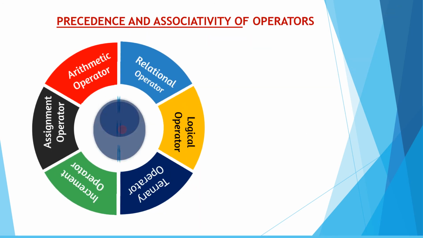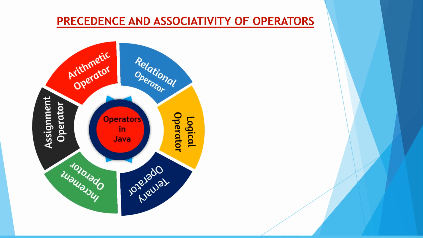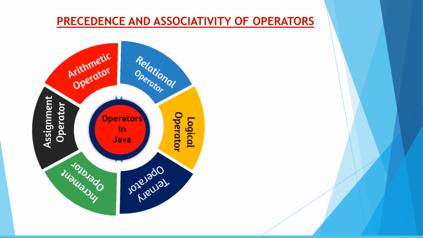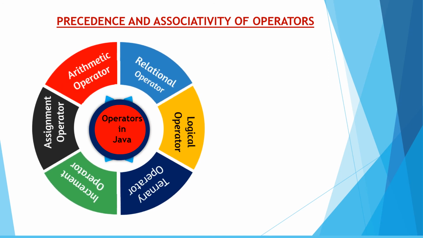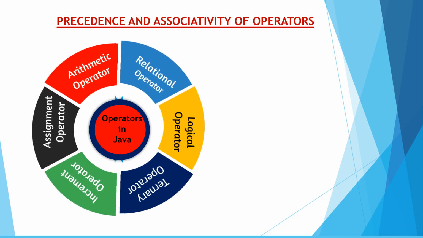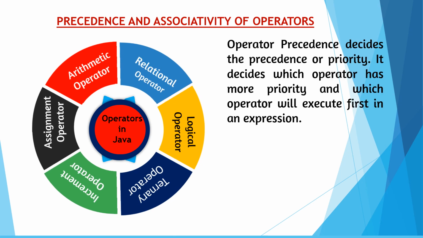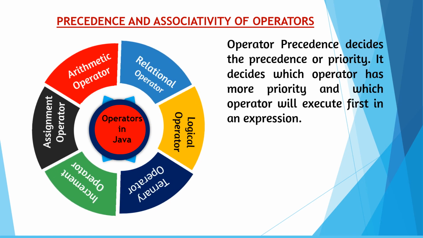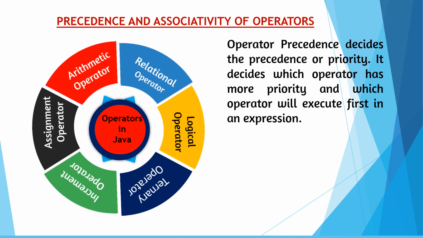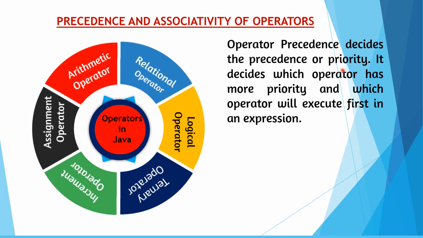Now that almost all operators are over, we can discuss the precedence and associativity of operators. Precedence means the priority, that means if two or more operators are present in an expression, which operator will be executed first. So the definition we can see, it decides the preference or priority. It decides which operator has more priority and which operator will execute first. The operator with the highest priority will be executed first and the lowest priority will be executed last.